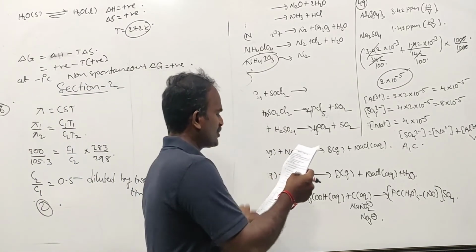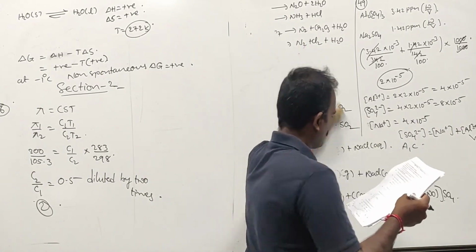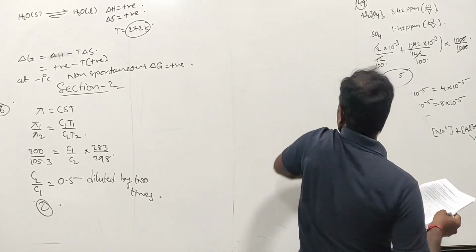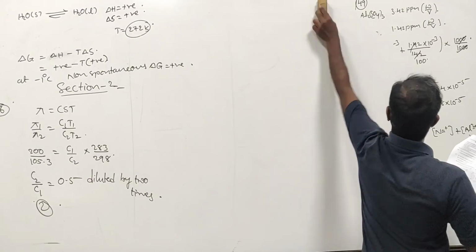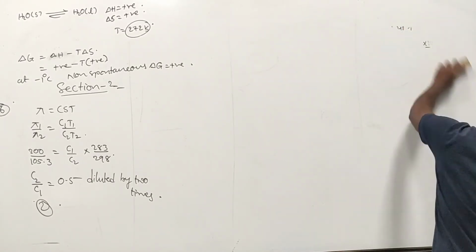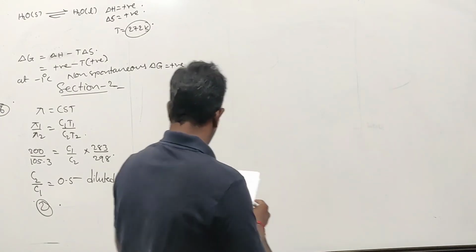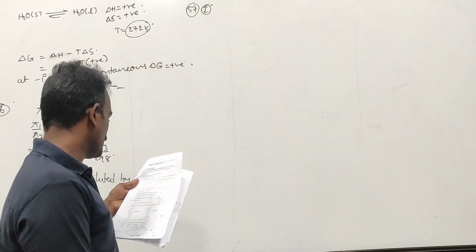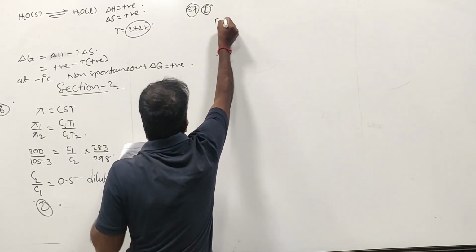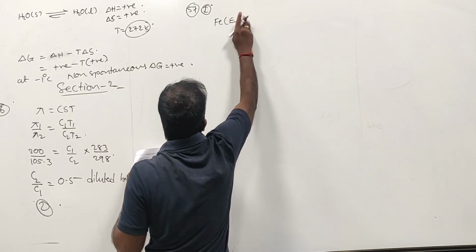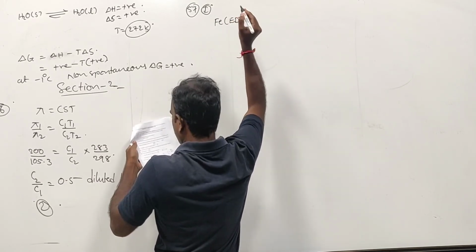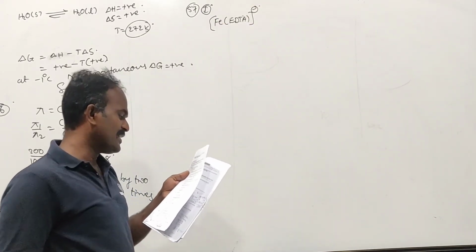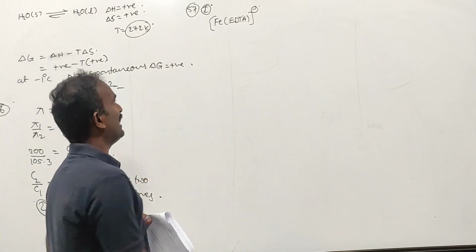Next one, question number 57. In that there are some data which is given. We'll see carefully this. Question number 57. First question. In EDTA minus, number of 5-membered rings is X.